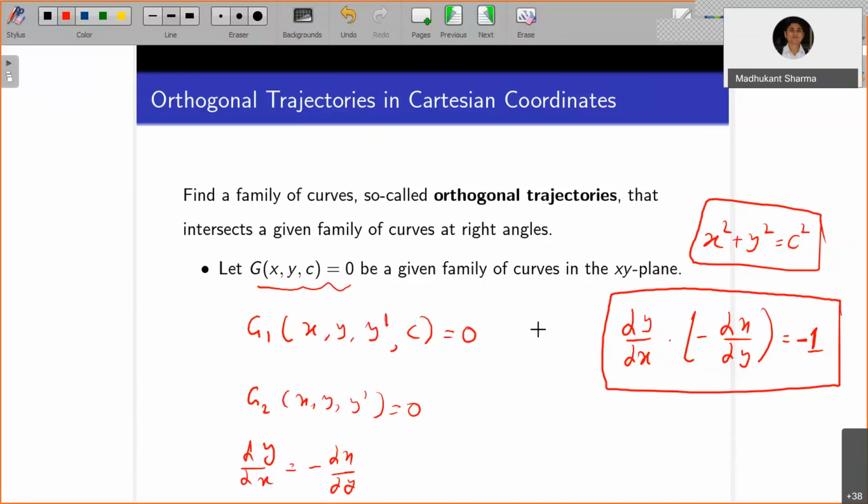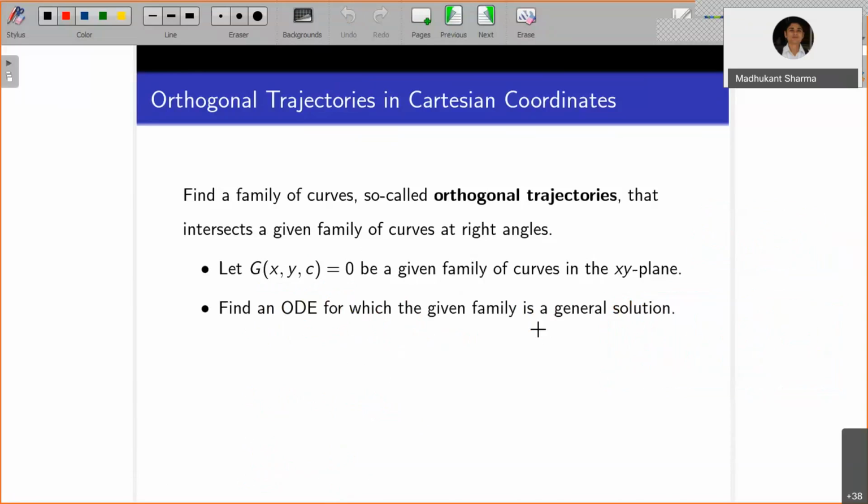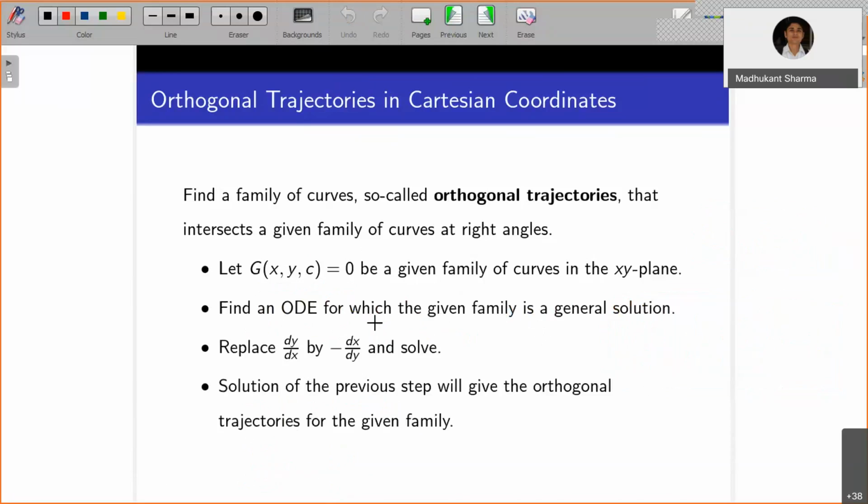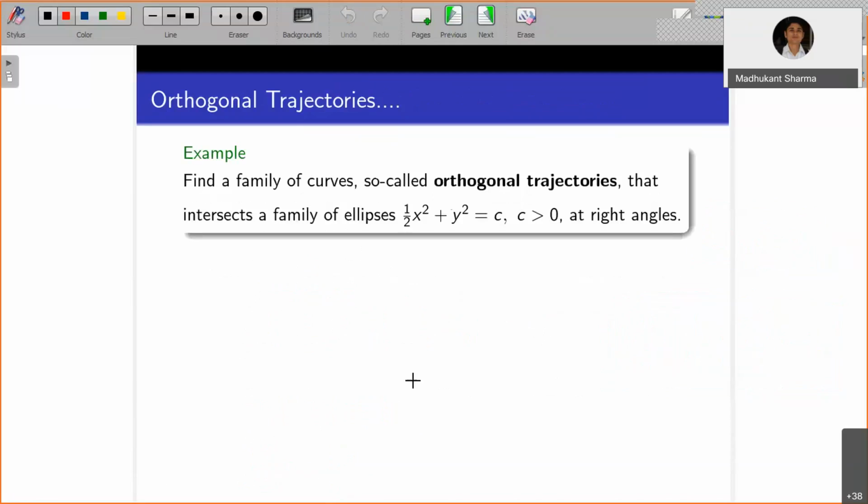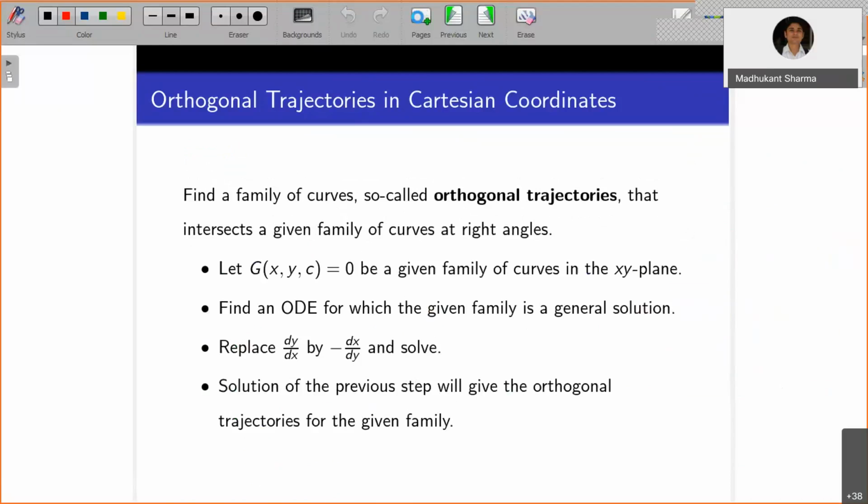So let's say I will come back to your circle equation. Find an ODE for which the given family is a general solution. Then replace dy by dx with minus dx by dy and solve it back. The solution of the previous step will give the orthogonal trajectories for the given family. So I will just come back to your equation of circles.